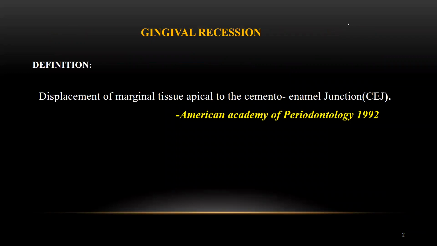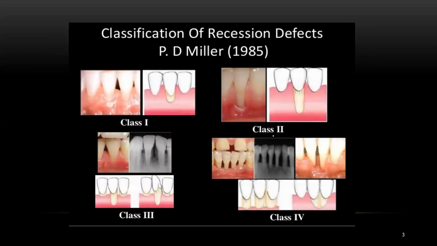Gingival recession is a common clinical finding in periodontal disease, which is frequently associated with aesthetic concerns, root hypersensitivity, and root caries. And that brings us to the definition of gingival recession, which is the displacement of marginal tissue apical to the cemento-enamel junction, according to the American Academy of Periodontology in the year 1992.